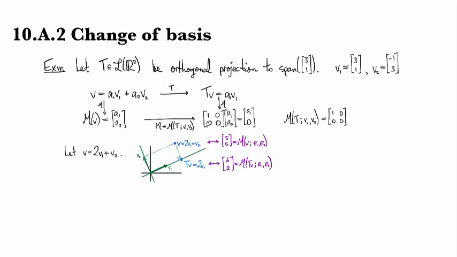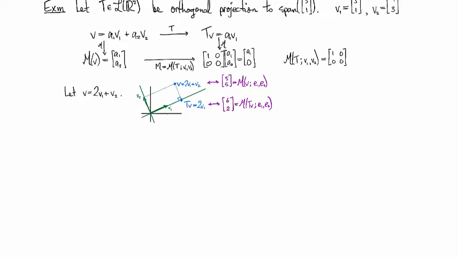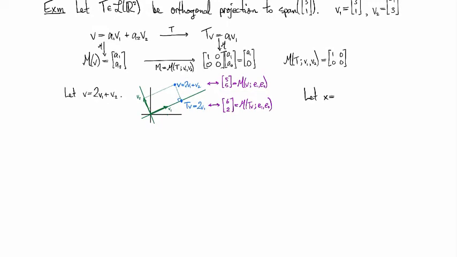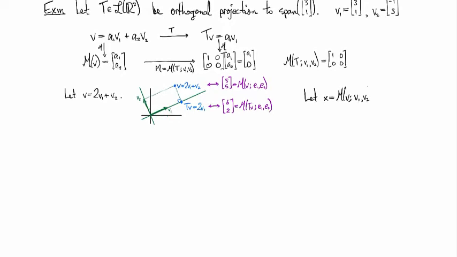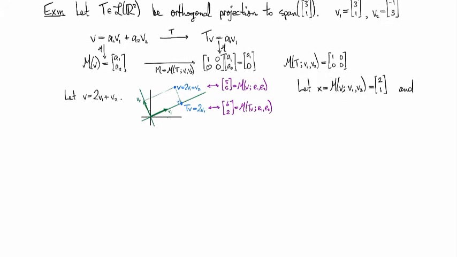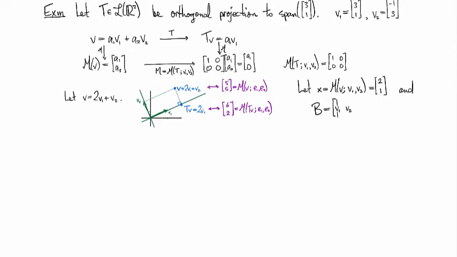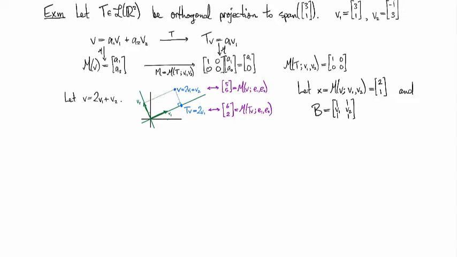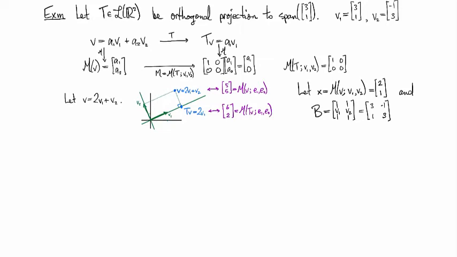Okay, so what's going on with this picture here? Let's take X to be our notation for the matrix of v with respect to this v1, v2 basis. So it has coordinates (2, 1). That's the point we start with before we apply the transform. And then we'll also take the matrix B to be this matrix with columns v1 and v2. Or strictly speaking, that should be the matrix of v1 and the matrix of v2, but you know what I mean, and it'll look horrible if I try and write all that in there. So this is the one that's got (3, 1) and (-1, 3) as columns.